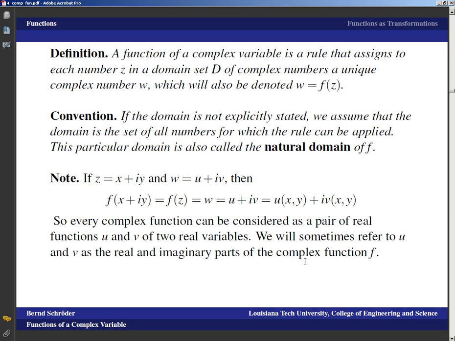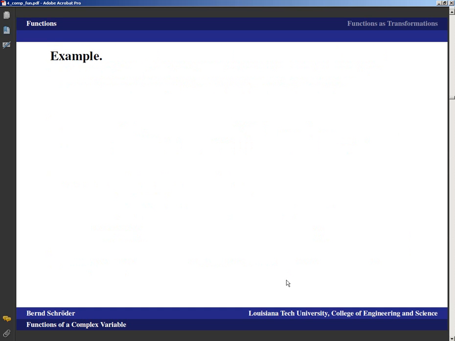We will sometimes refer to u and v as the real and imaginary parts of the complex function f, and we will usually use w for f of z, and we will say that w is equal to u plus iv. So even though there is no natural rule that says that the real part is always u and the imaginary part is always v, it usually will be the case, and that will allow us to proceed a bit more quickly in certain things because we don't have to keep telling people what the real part and what the imaginary part is. Okay, let's take a look at some examples.